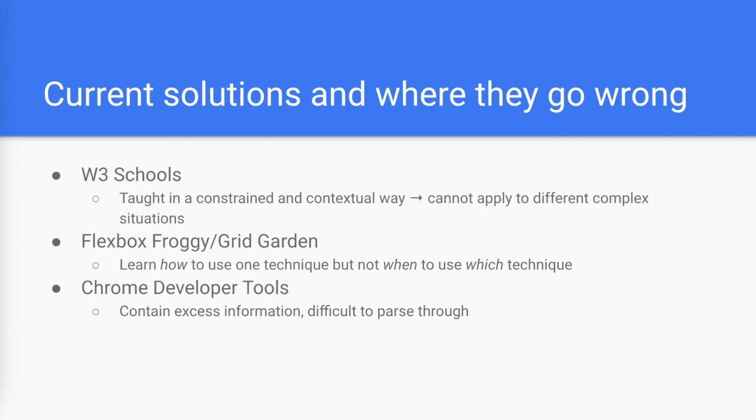Some examples of current solutions are, number 1, W3 Schools. These are tutorials that are taught in a constrained and contextual way, so users cannot apply their techniques to different complex situations. Number 2, Flexbox Froggy and Grid Garden. These teach you how to use one technique, flex or grid respectively, but they don't teach you when to use the techniques or which technique you should use.